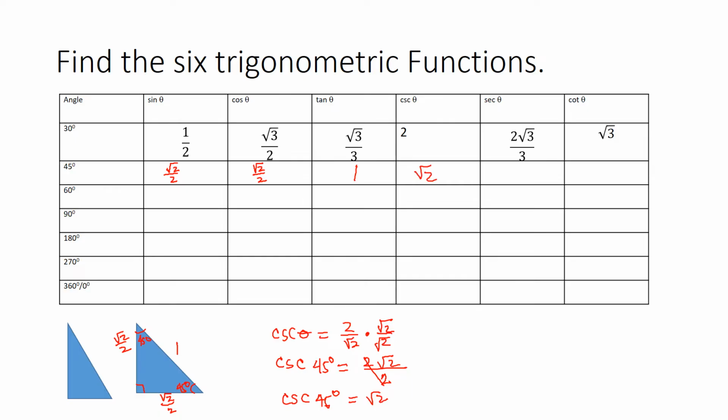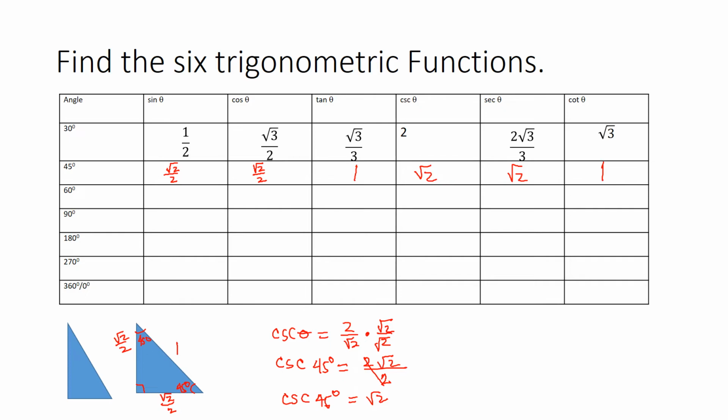Then we go for the secant theta. We have the same value for that one, we still have square root of 2. And then we go for the cotangent theta. Again, that's the inverse of the tangent 45 degrees. So this is understood as 1 over 1, so we have 1 still here.